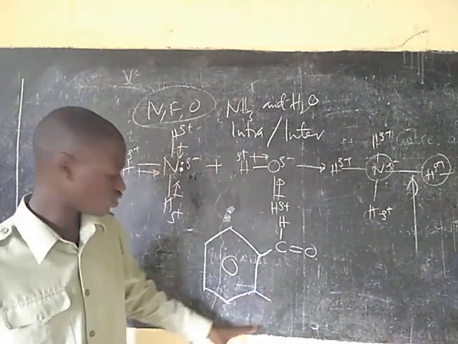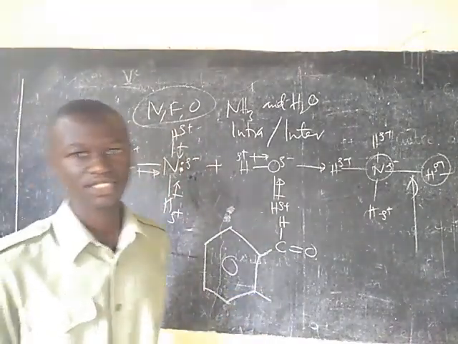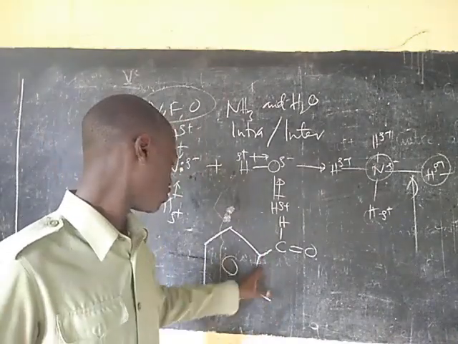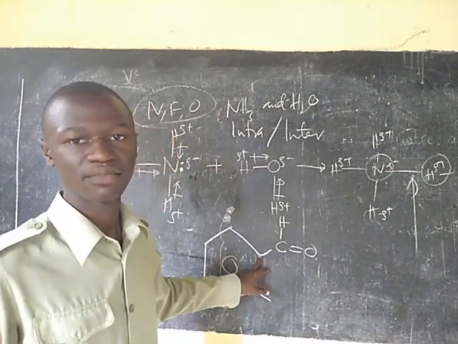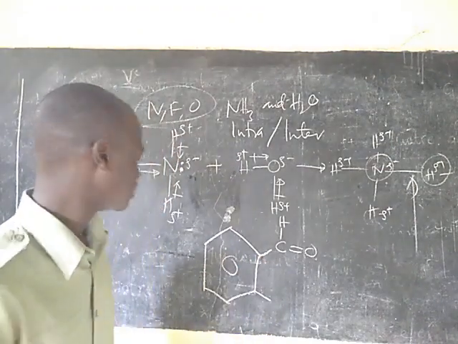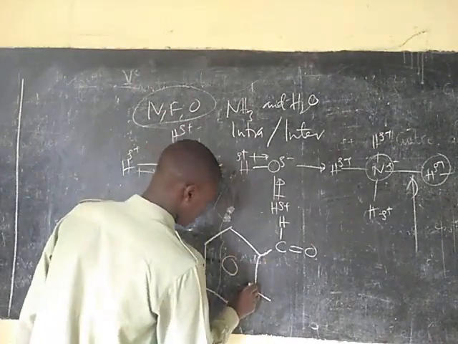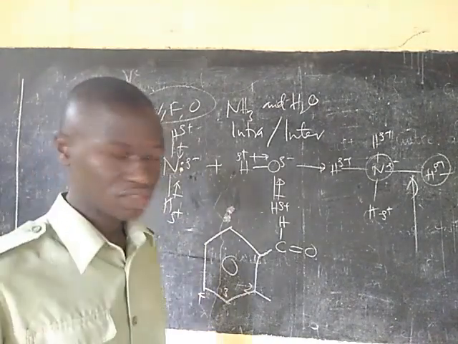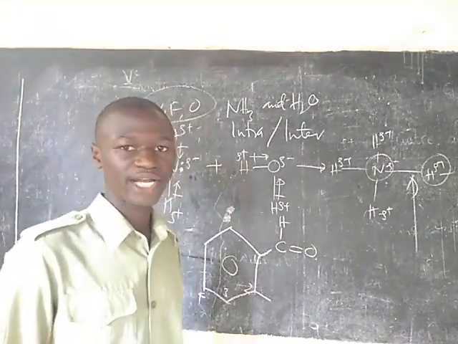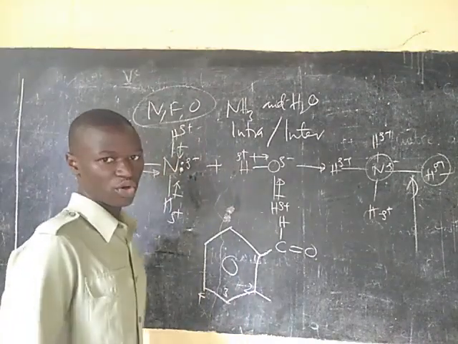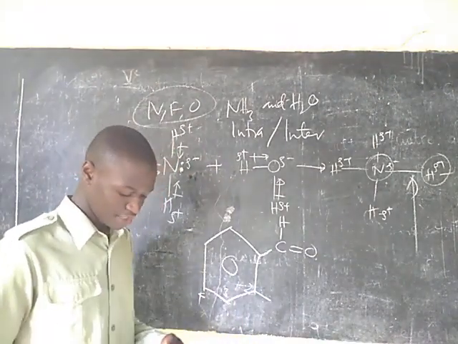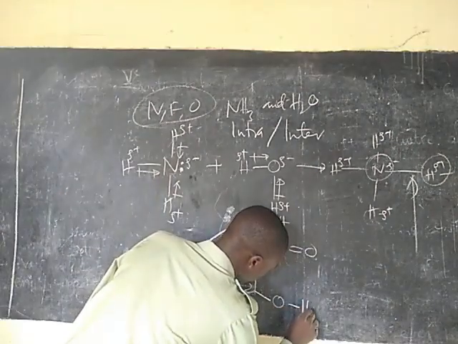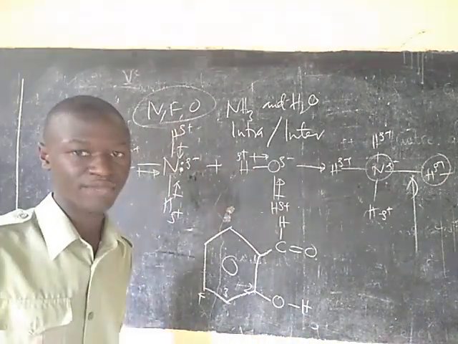We are calling ortho, meta, para. You just studied it in organic chemistry. So it is ortho, meta, then para. Here is the carbon where the parent group is. You can count it as 1. Here 2 is ortho, 3 is meta, 4 is para. So from there, ortho-hydroxybenzaldehyde will have a hydroxyl group here, and that's why it is called ortho-hydroxybenzaldehyde.